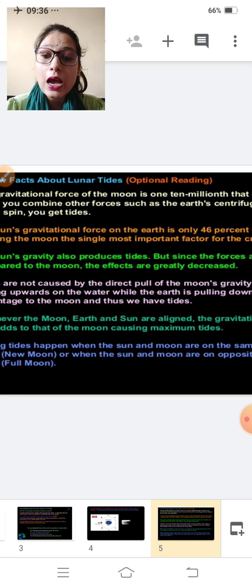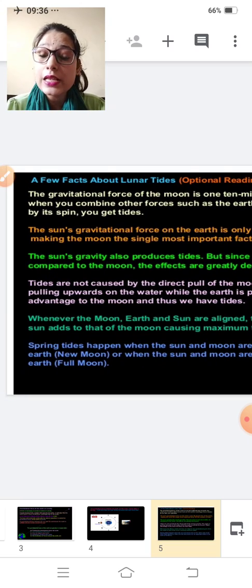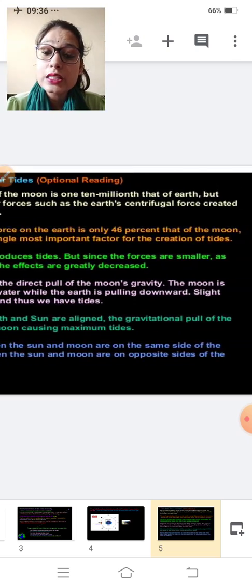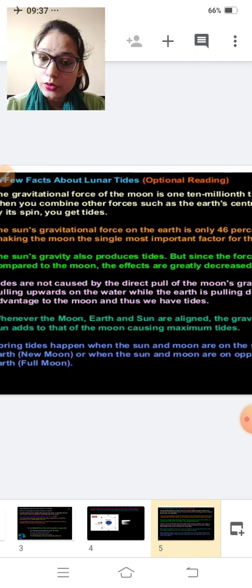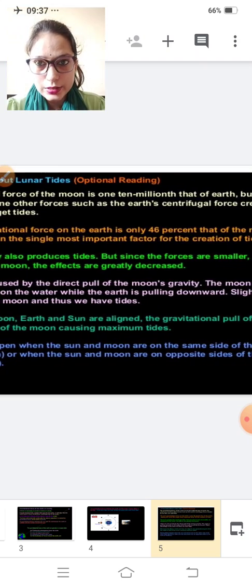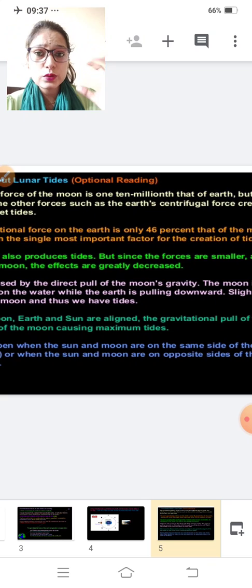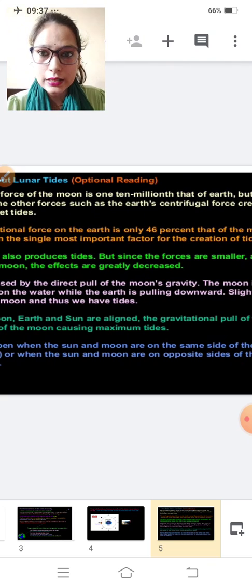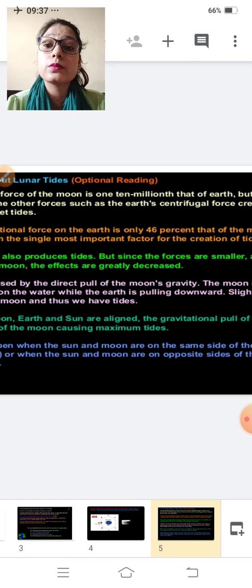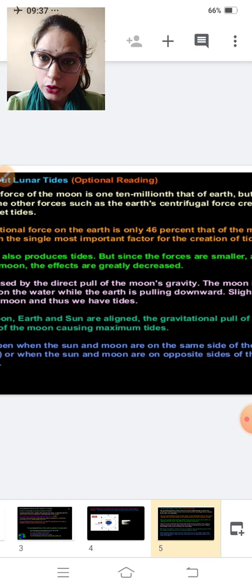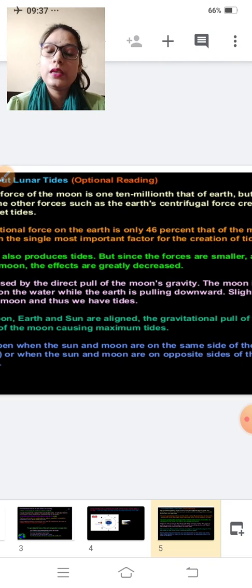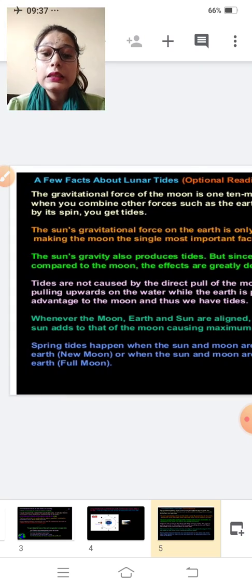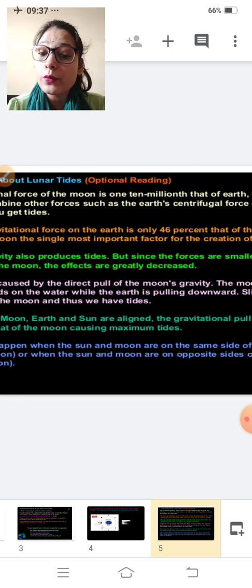tides. Now, the sun's gravity also produces tides, but since the forces are smaller compared to the moon, the effects are greatly decreased. Clear? That means the force present in the moon is more. So when there is a full moon, more force is there, and due to this, the tide is higher in a full moon and lower during your Amavasya.